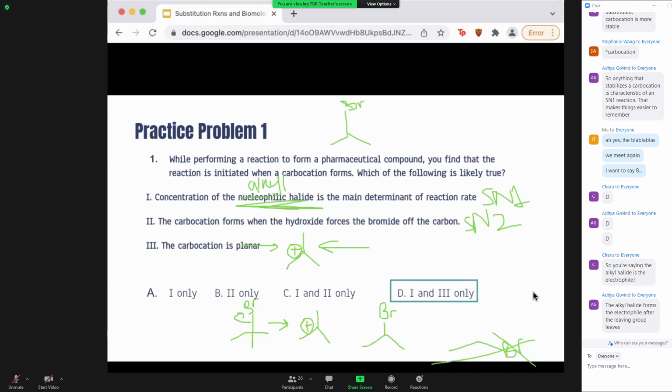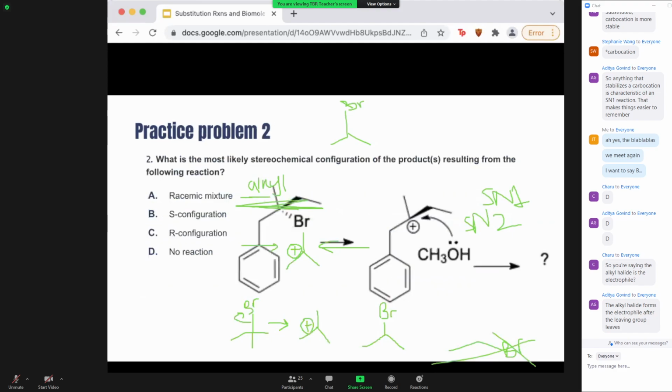And if you see at the base of this question, it says you find that the reaction is initiated when a carbocation forms, which is a signature of SN1. So immediately you know, okay, I have to find the answers that have to do with SN1, which are 1 and 3, and that gives you your answer D. I'm going to take this off.